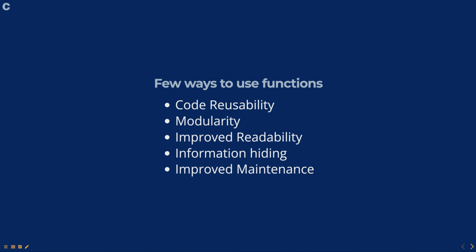Improved maintenance. Functions can help to reduce the impact of change to the code, as changes can be made in a single function rather than throughout the program. To use a function in C programming, it must be declared before it is called. The function declaration includes the function signature, which specifies the return type, function name, and parameter list.